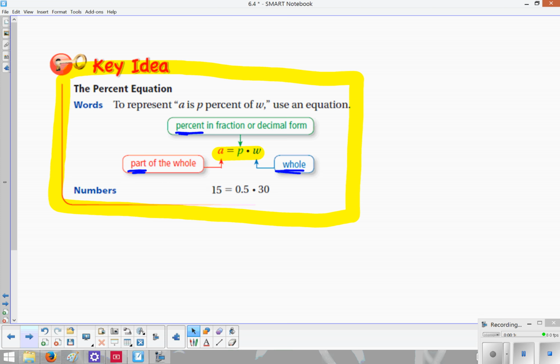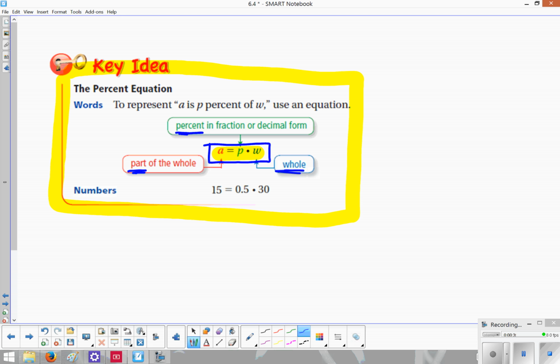So I have here the key idea. Go ahead and copy down everything you see in the yellow box. Most importantly, make sure you copy down today's equation. This equation is going to be used in today's lesson, so make sure you box that and write it down. So the equation is A equals P times W, where A, we learned in the last lesson, is our part, P is going to be our percent, and W is our whole.